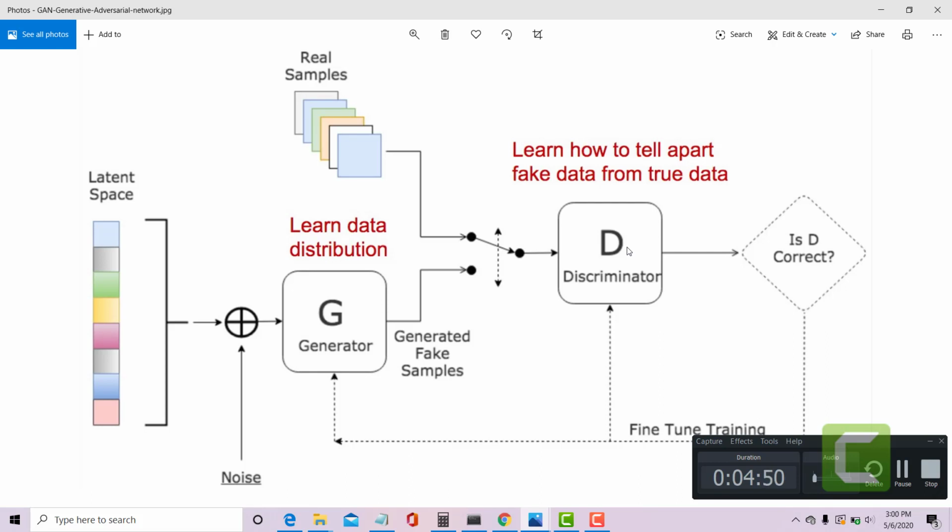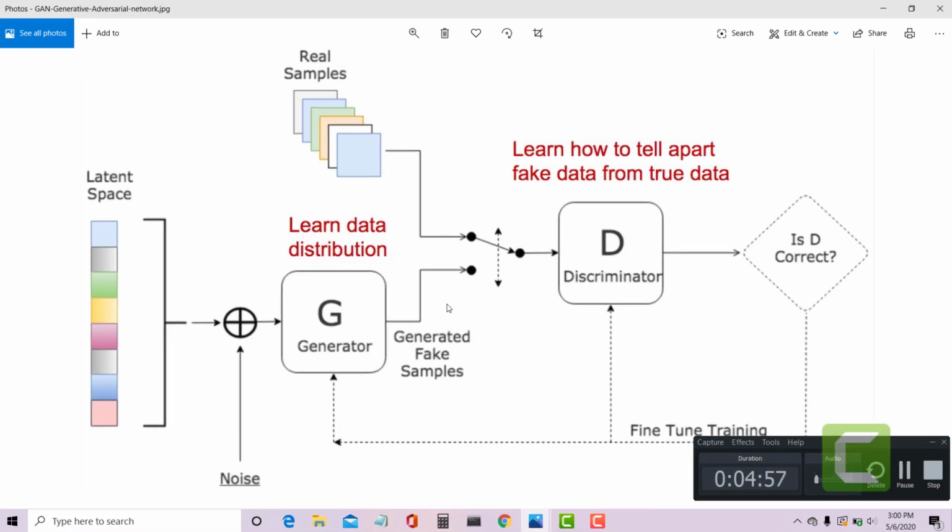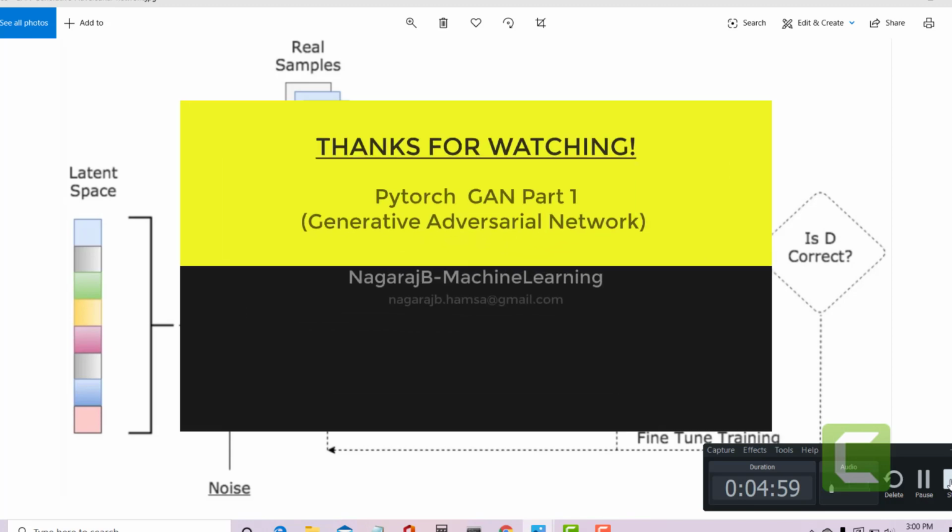Okay, this is very interesting theory. We'll go into the implementation and you won't believe it. This really works. Okay, thank you. Let's go into the implementation next.